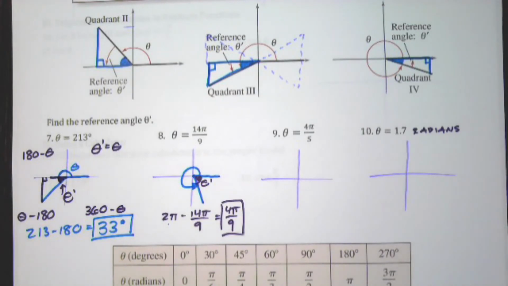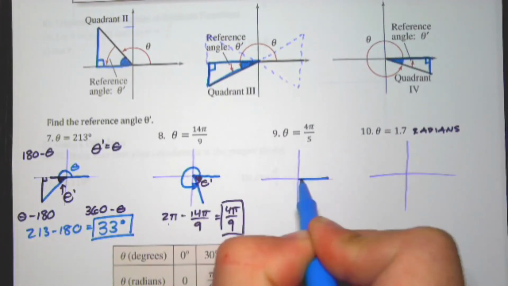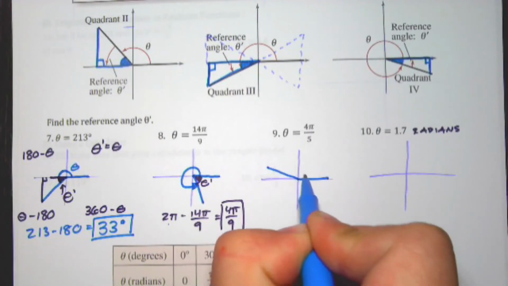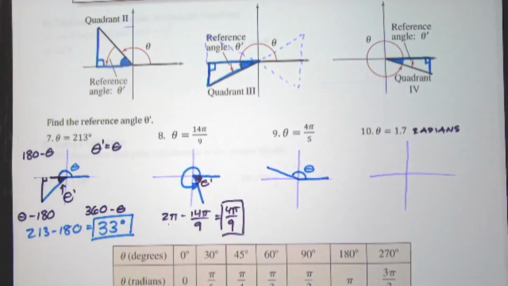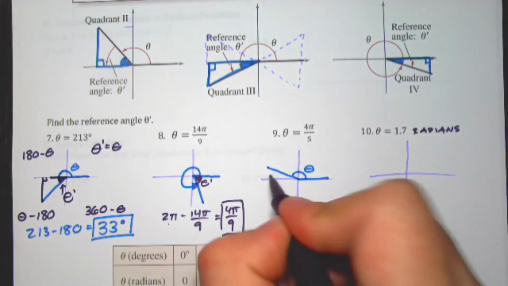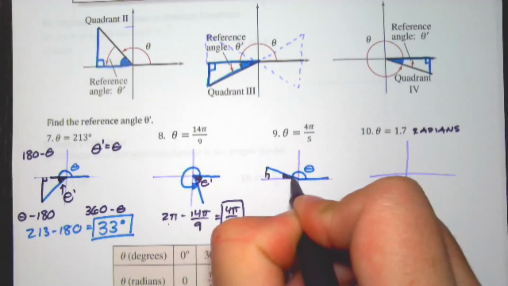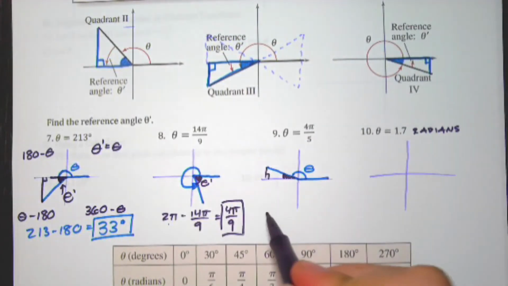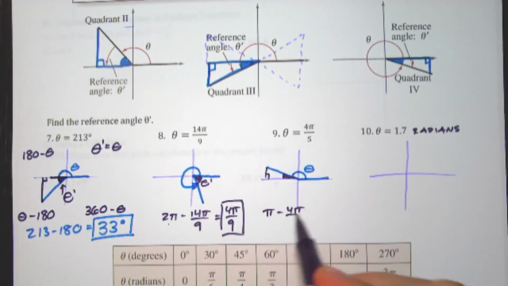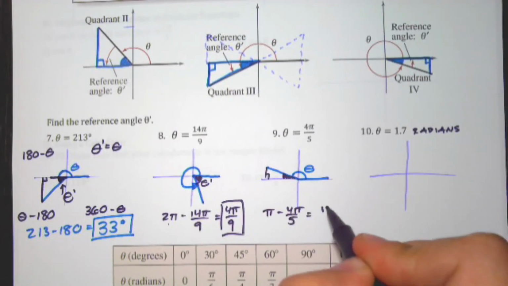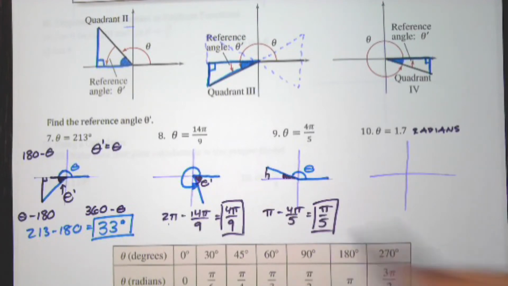All right, hope you gave it a pause. Number 9, 4 pi over 5. It's almost 5 pi over 5, or almost 1 full pi, but not quite. That puts us in quadrant 2. Now in quadrant 2, to get that reference angle, we're going to subtract it from 180. But for us, that's subtracting it from pi since we're in radians. Again, get that common denominator, and we end up with pi over 5. So that little theta prime in there is just pi over 5.